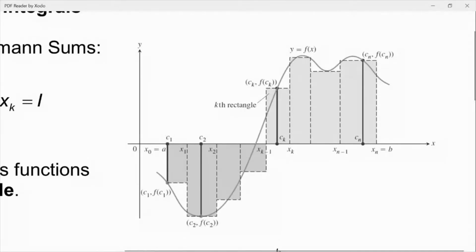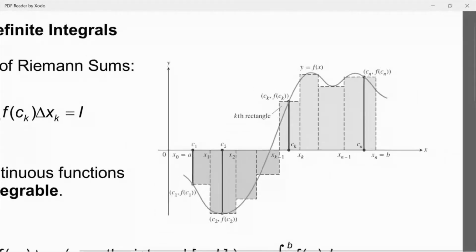Now, in order to make this more accurate, like we talked about in section 6.1, what we can do is put more rectangles in there. We can make these subintervals smaller. That's really the idea of integration: to make these subintervals get so small that our approximation for the area between the x-axis and the curve starts to approach the actual value as the width of those rectangles gets smaller and smaller and smaller.